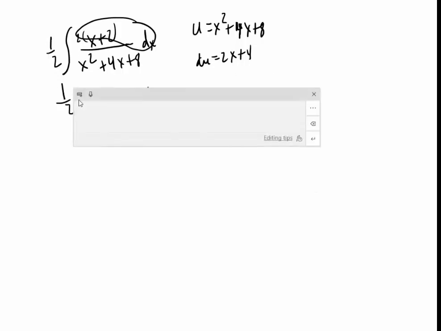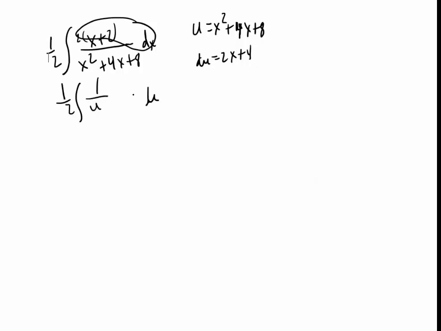So it would be 1/2 the integral of 1 over u du, and then that would just be ln. Another thing that might show up on the AP exam for fractions is if I have a bunch of terms, 3x squared plus 4x plus 1 all over x dx.